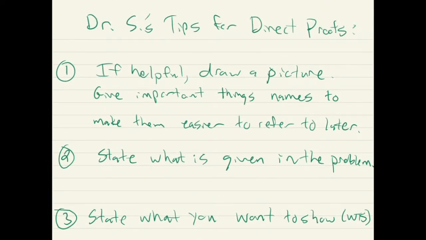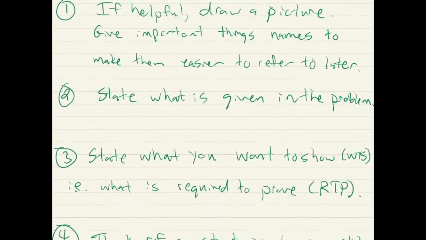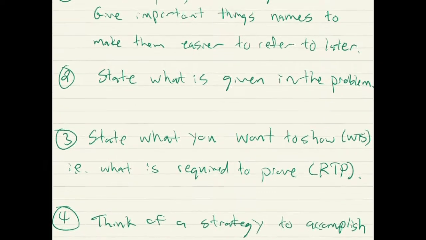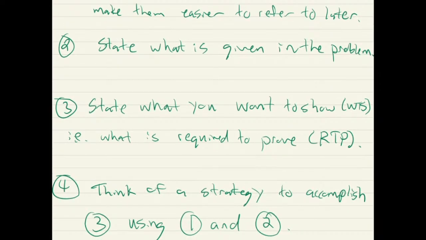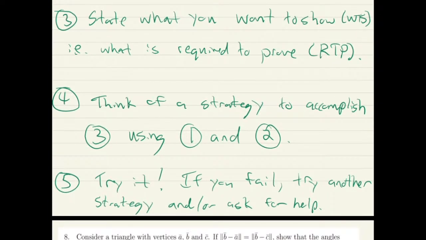Step 2 then, state what is given in the problem. Okay, there's some information in the problem. We know that two sides are equal in length. I'll do that. Step 3, state what you want to show, or in other words, what you're required to prove. Either way you want to phrase that's the same. That's just you want to have a goal in mind. Okay, you want to have a goal in mind. And I'll show you how that works.